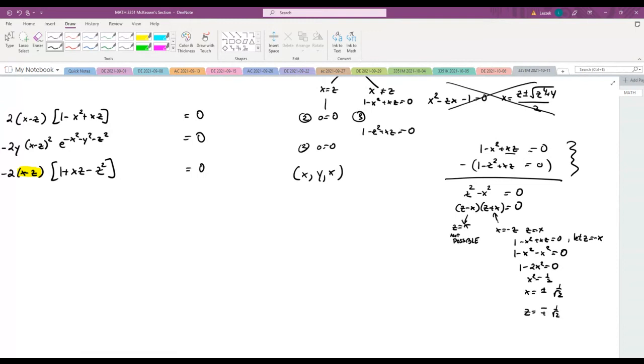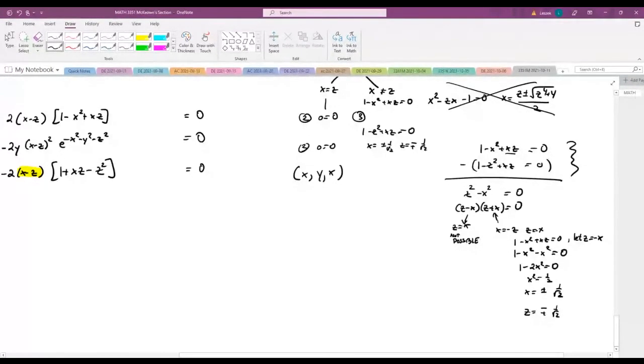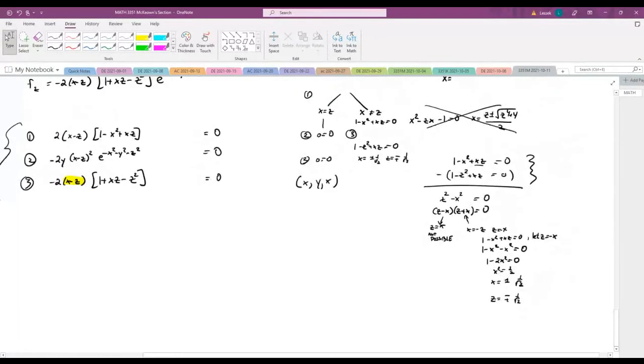So we found that x is plus or minus this, and z is just the negative of that. And somebody pointed out that we haven't looked at the second equation for the second case yet. X is not z, so this is not 0. This is never 0. I should have erased that. So y has to be 0 from the second equation.